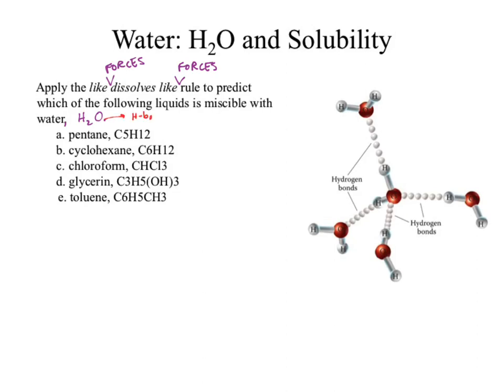Hydrogen bonding. So if I'm trying to look at my rules, this says apply like dissolves like to predict which of the following liquids is miscible, meaning it dissolves, which means the answer I'm looking for needs to have hydrogen bonding. How do I know I have hydrogen bonding? Okay. Not necessarily oxygen and hydrogen. I need to be looking for a hydrogen bonded to fluorine, oxygen, or nitrogen. Because that's specific to this question.